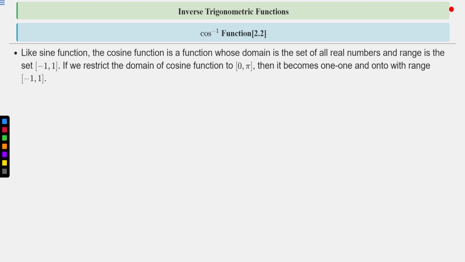Like the sine function, the cosine function is a function whose domain is the set of all real numbers and range is the set from minus 1 to 1. If we restrict the domain of the cosine function to 0 to pi, then it will become one-one and onto with range minus 1 to 1. The graph of cos x was like this, right? Here you can see that it is not one-one, because if you draw any line parallel to the x-axis, it cuts the graph at more than 1 point.